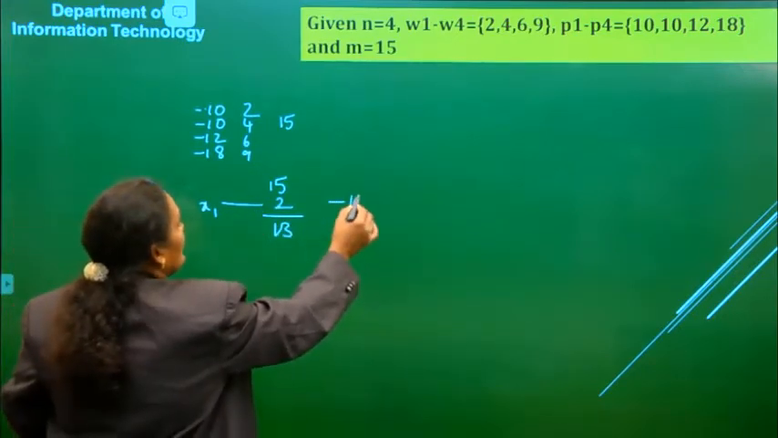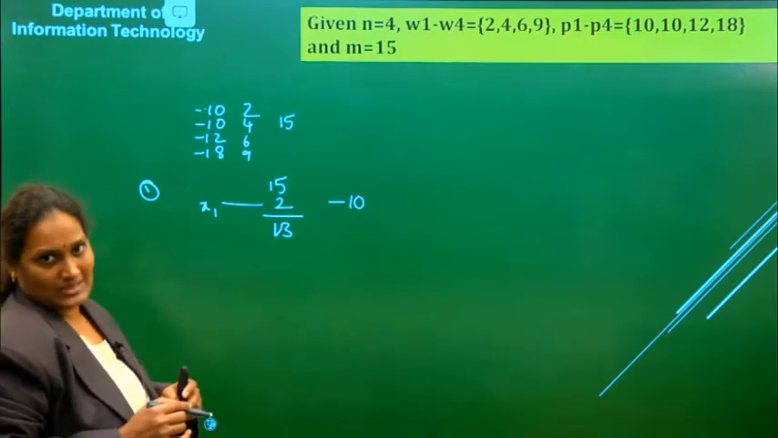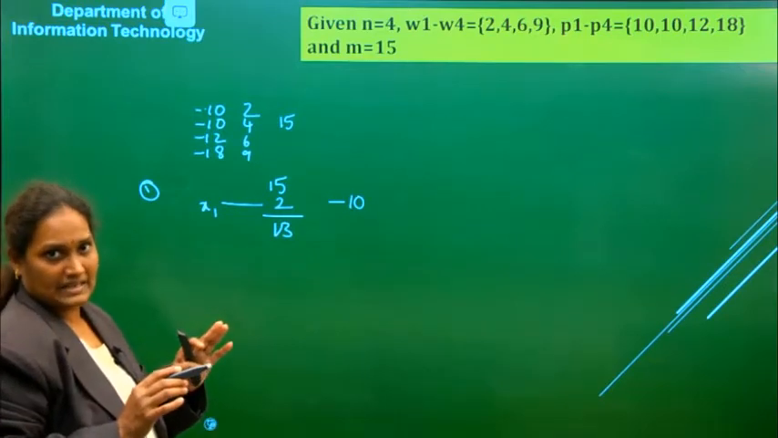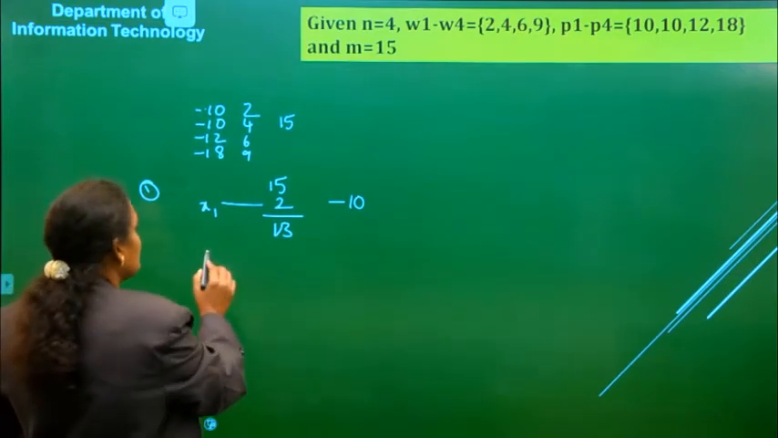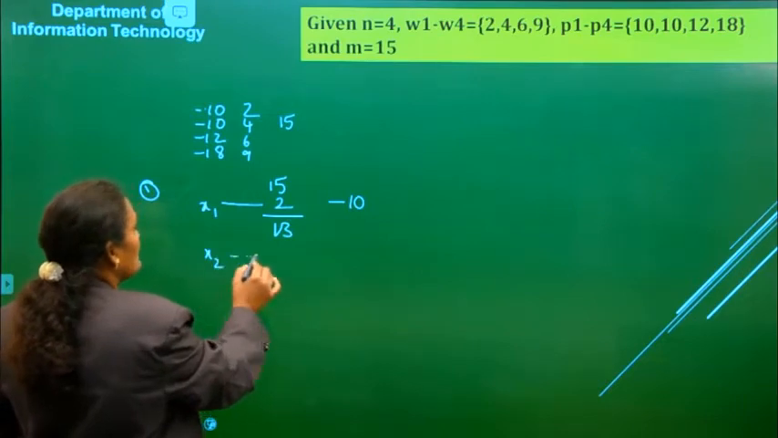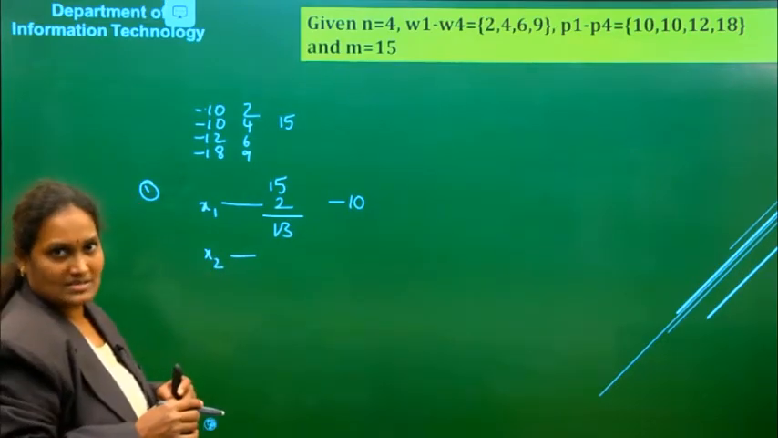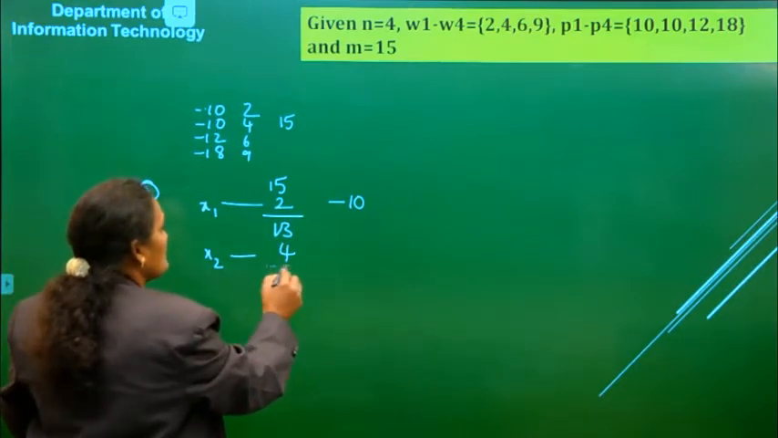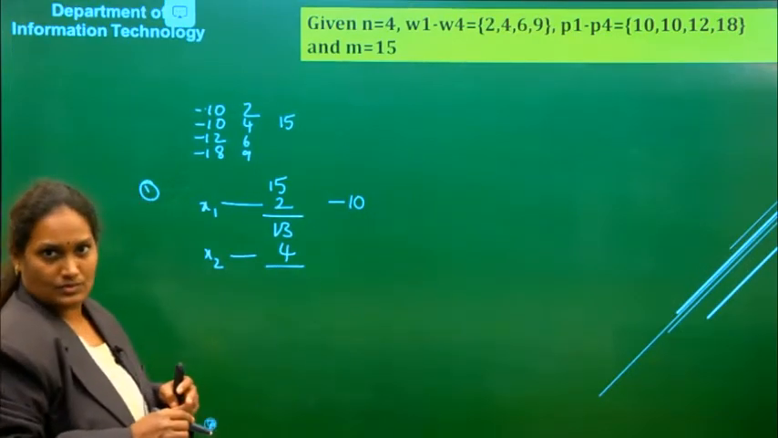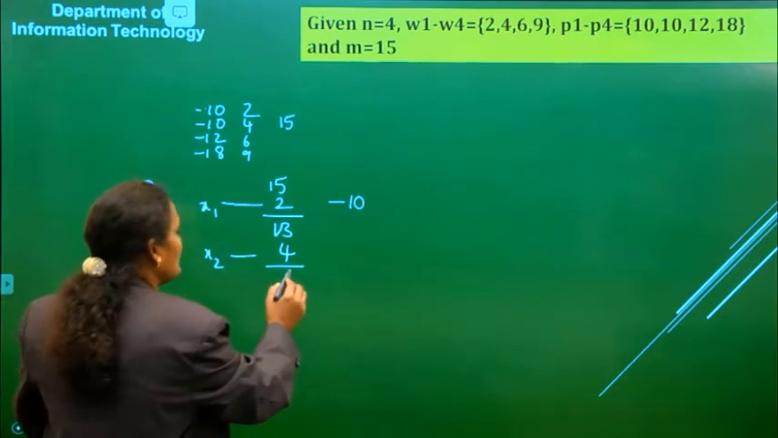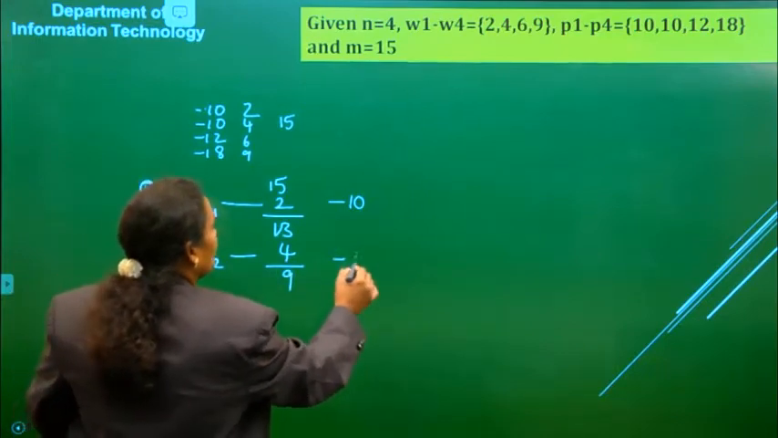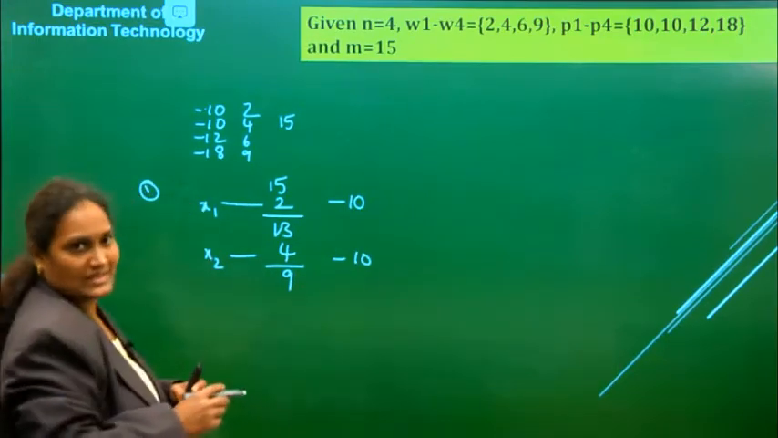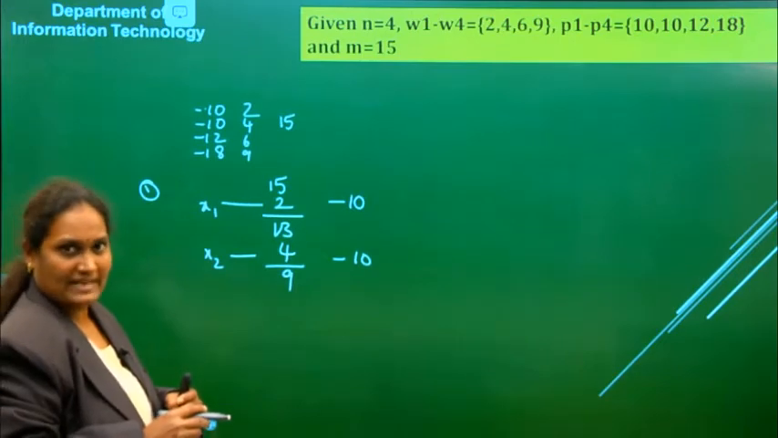The profit that I am earning is minus 10. Now let us consider I am placing x2 also completely. What does it occupy? It occupies a capacity of 4. What is the remaining capacity? 9. And we earn a profit of minus 10.